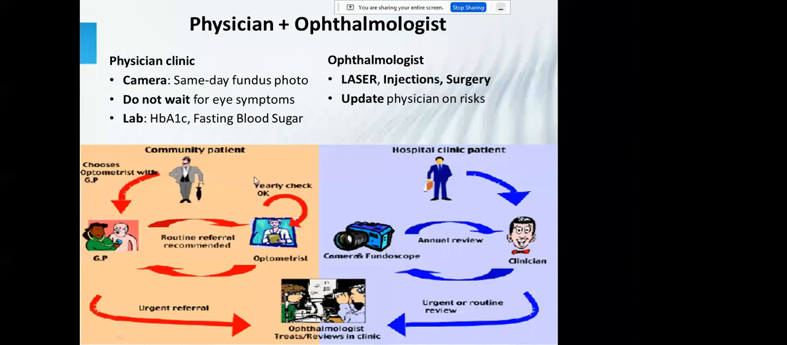And nowadays, because of COVID and all this, we are lucky we have cameras that can, even without dilating the pupil, take photos of the retina. After the photo is taken, if there's a change, like diabetic retinopathy, you send them to the ophthalmologist. If there's no change, they keep coming for annual review, okay? So it can be community-based or hospital-based, depending on what is there.